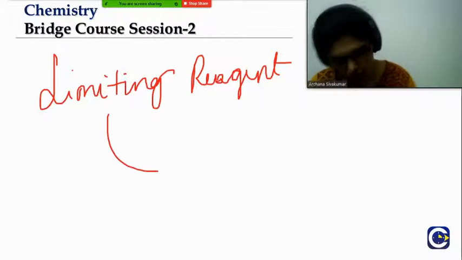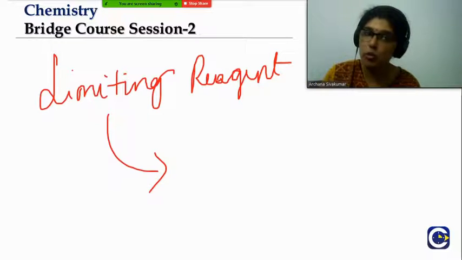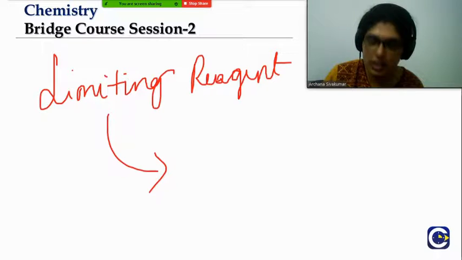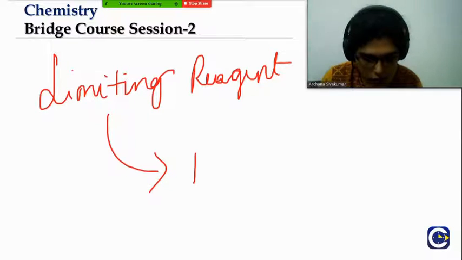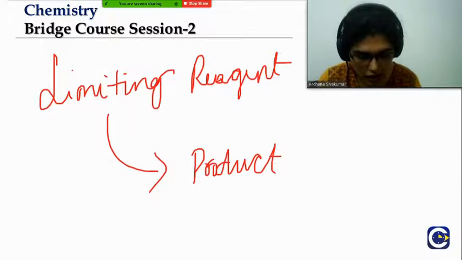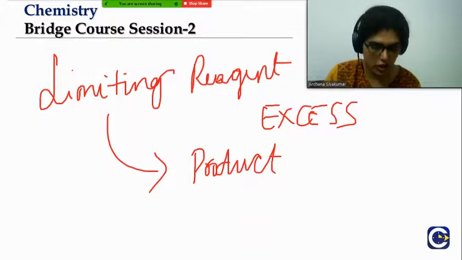So for limiting reagent, we found both the moles, and whichever is less, which is completely consumed, will function as the limiting reagent, and we find out the product by using the limiting reagent. The other one is called excess.